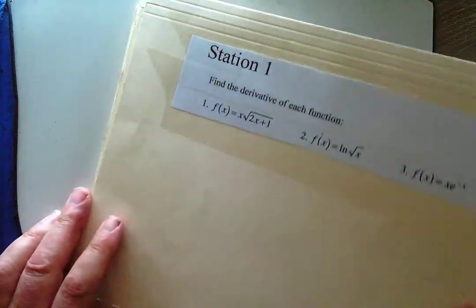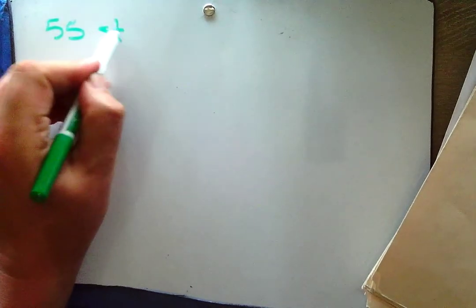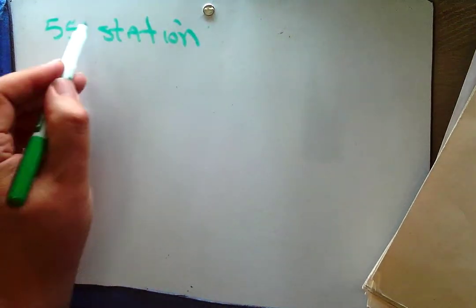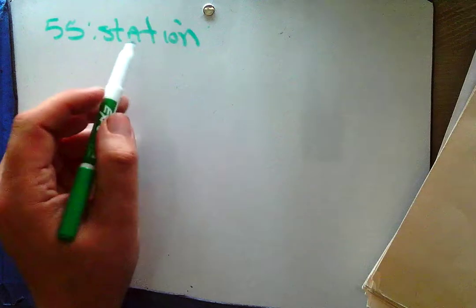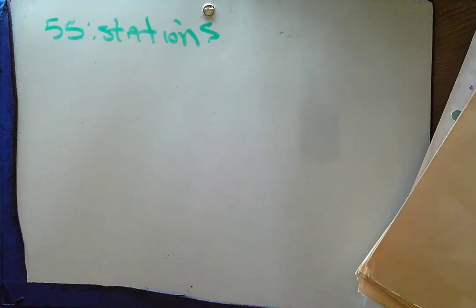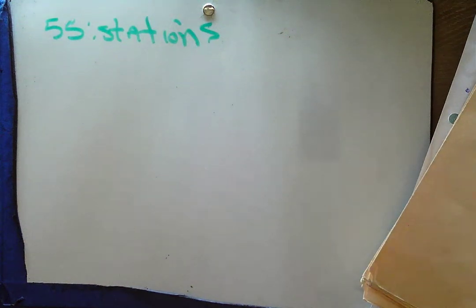Hey everyone, I thought we could look at the review stations today. There are 12 of them, so let's start. I guess this is 55 stations. Not that there are stations to the number of 55, but instead assignment 55 review stations. Okay, so a bunch of them are just taking derivatives. So let's see how that goes.